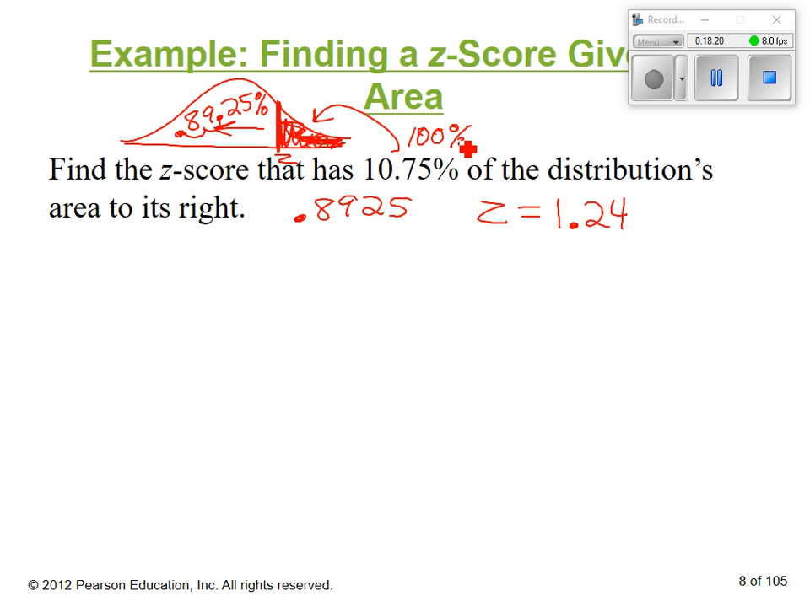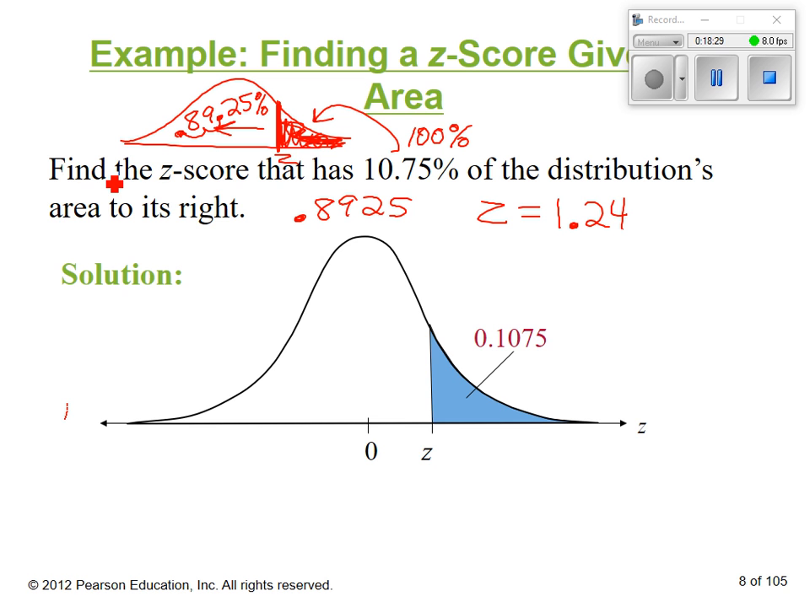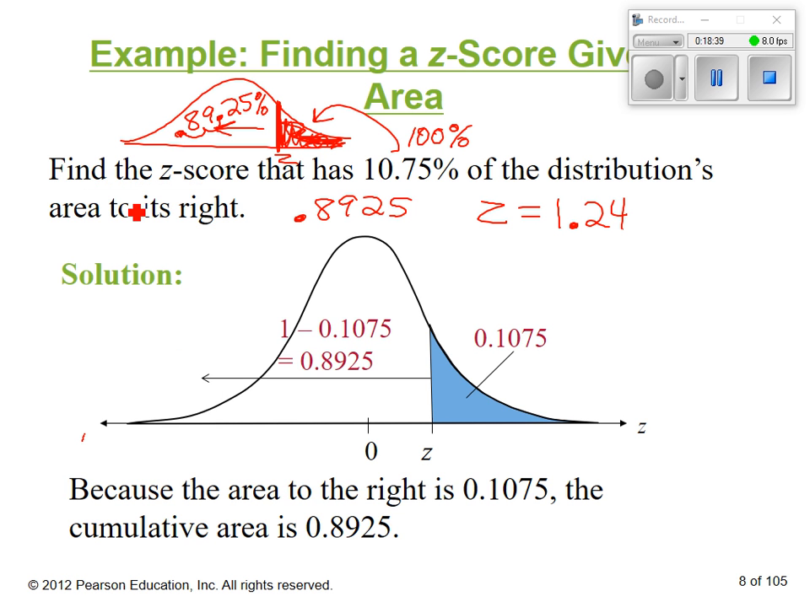So you've got to be careful if it's to the left or to the right, because the chart only deals with stuff to the left. See if we did it right. So we got that. That was the 0.1075. That's that area, like we said right here. But we couldn't really use that area, so we had to subtract it from 100. 0.8925. That's this over here.